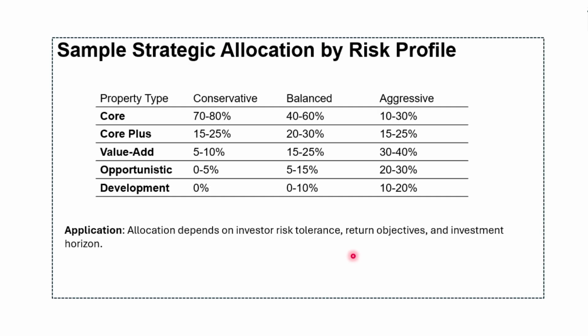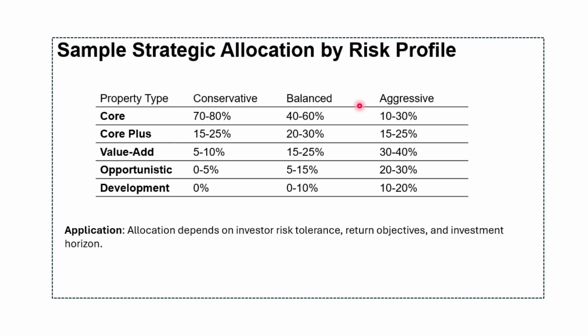A conservative investor should allocate 70 to 80% to the core, 15 to 25% to core plus, 5 to 10% to value add, and 0 to 5% to opportunistic, and nothing to development. This profile prioritizes capital preservation and stable income.